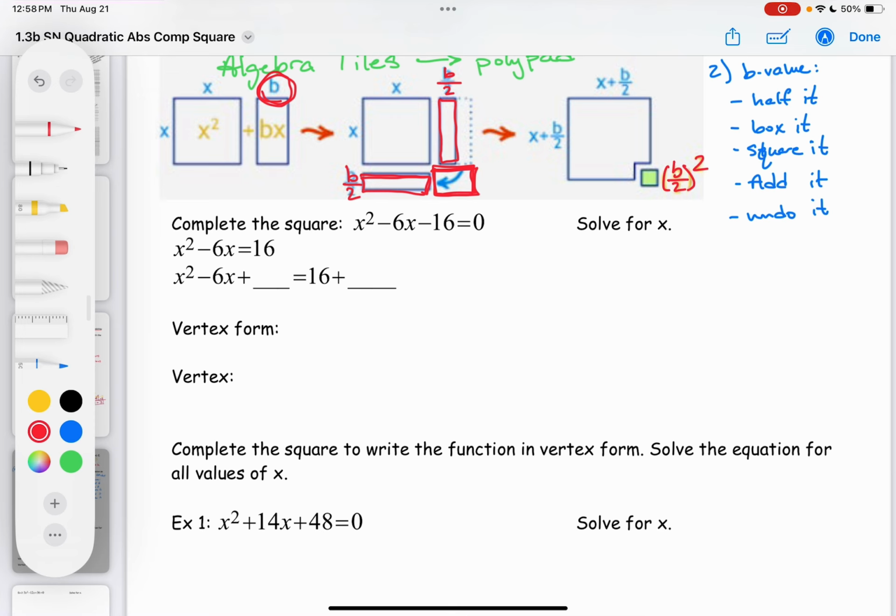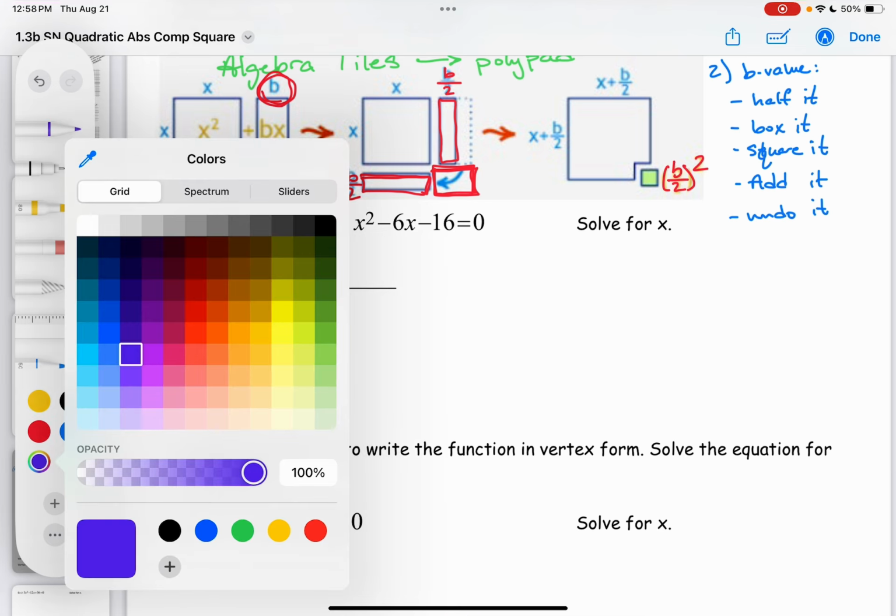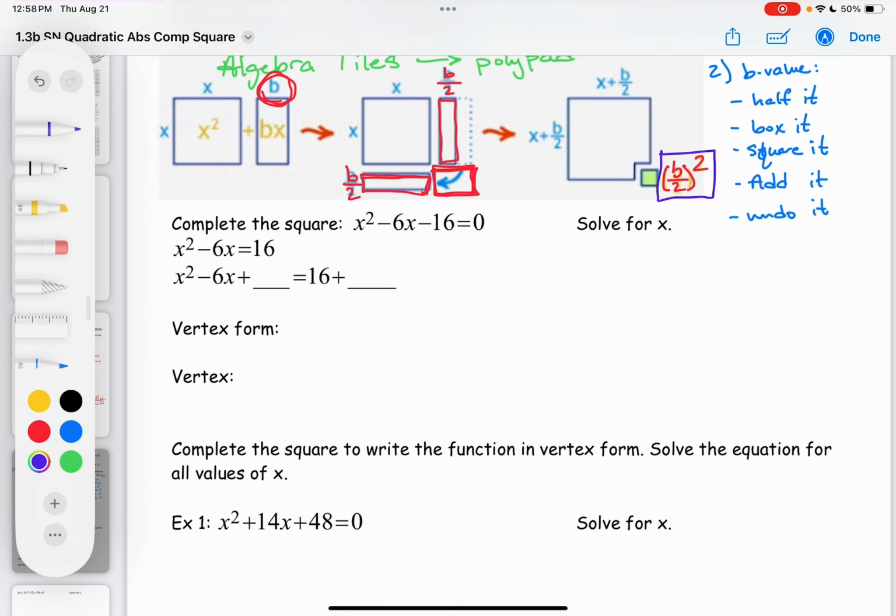This b over 2 squared, that's going to be really key going forward. So that's ultimately what I want you to remember: b over 2 squared. So what we're doing here is we are trying to complete the square of this equation.